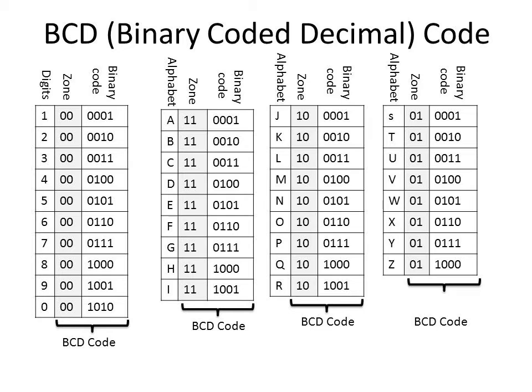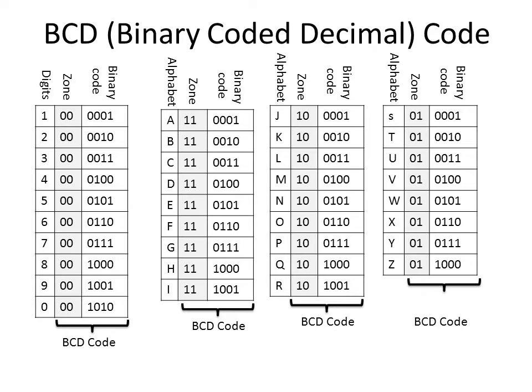In this table, the digits 0 to 9 are represented using zone code 00 with binary code 0001 to 1010. For example, the digit 1 in the 6-bit BCD code is 000001, 2 is 000010, 3 is 000011, and so on.